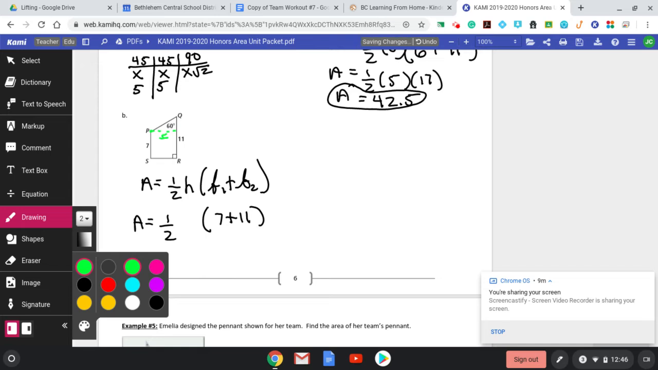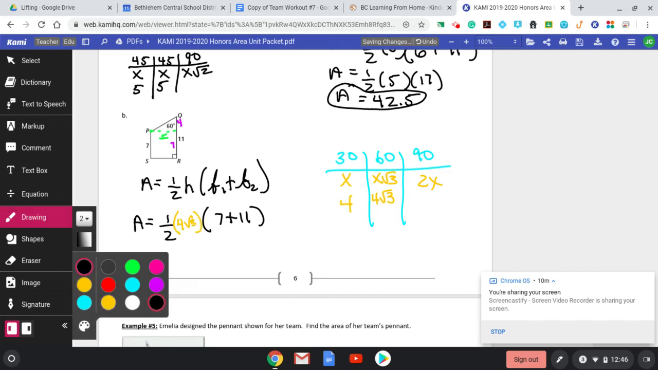Well, if that's 7, the directly opposite side has to be 7, so that's going to be 4. Okay, here we go, 30, 60, 90 chart. I know across from the 30 is x, across from the 60 is x radical 3, and across from the 90 is 2x. I am given the side across from 30 is 4, and the height is across from 60. So that's going to be 4 radical 3. There's your height, 4 radical 3.